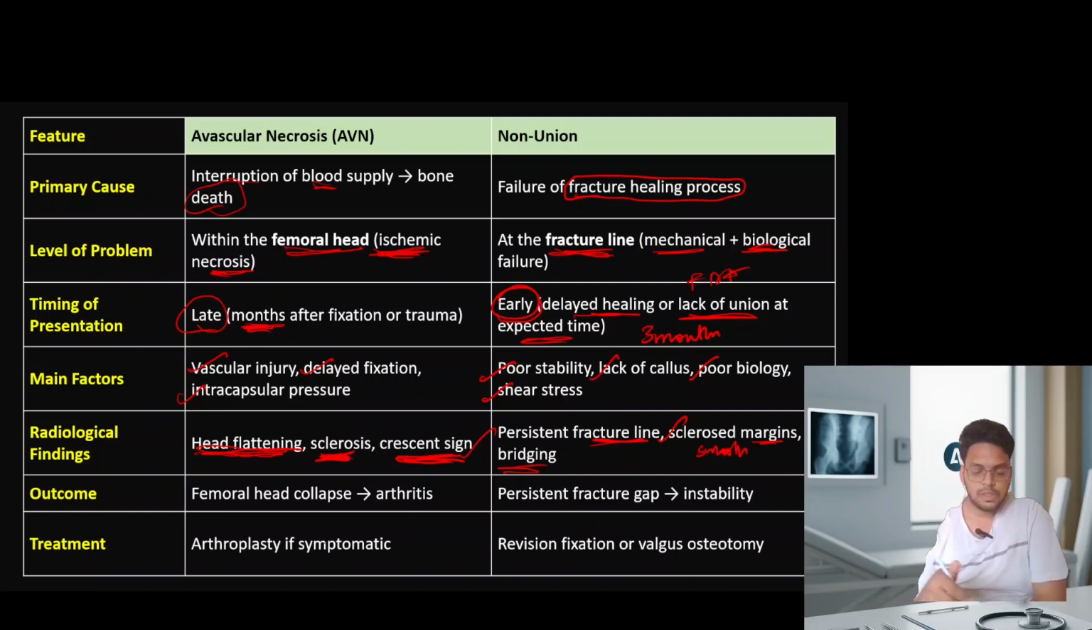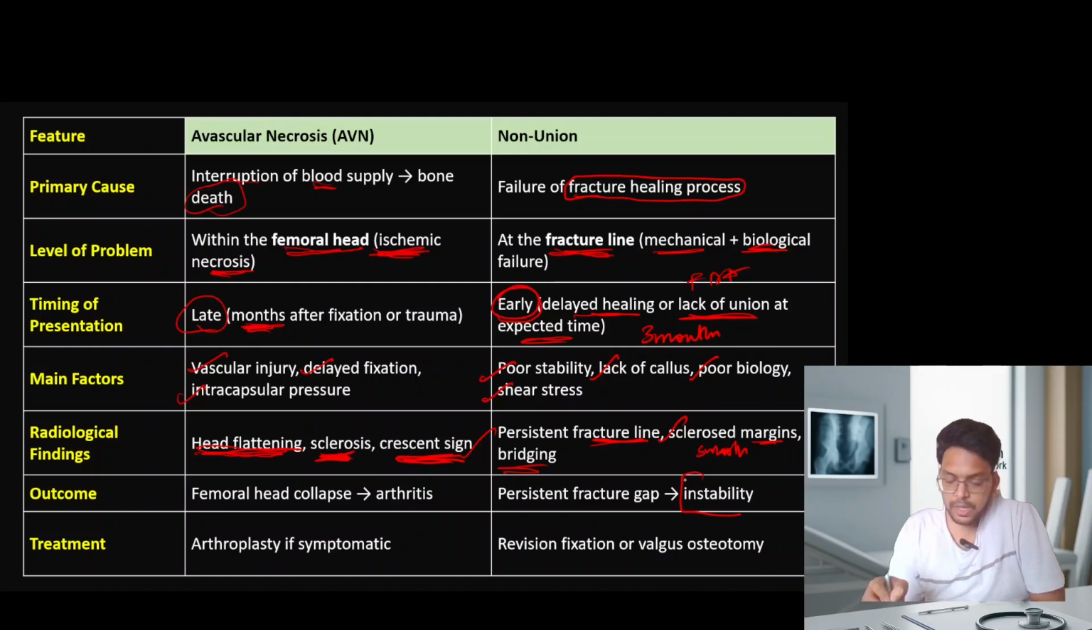Okay. Now, what is the outcome of the non-union? The outcome of non-union is there will be an instability. The patient will not be able to bear weight because of instability. There is a continuous instability.